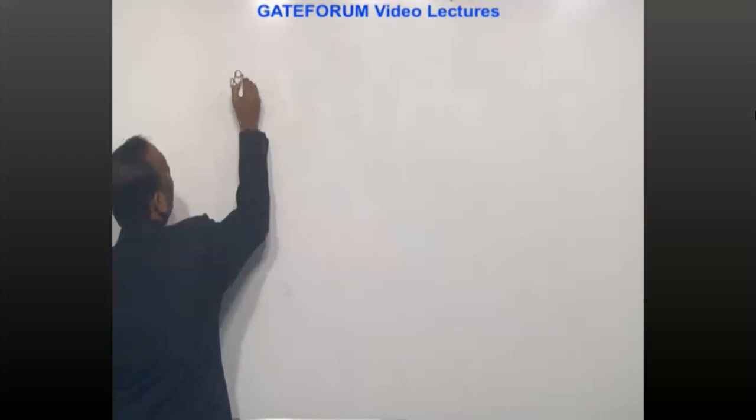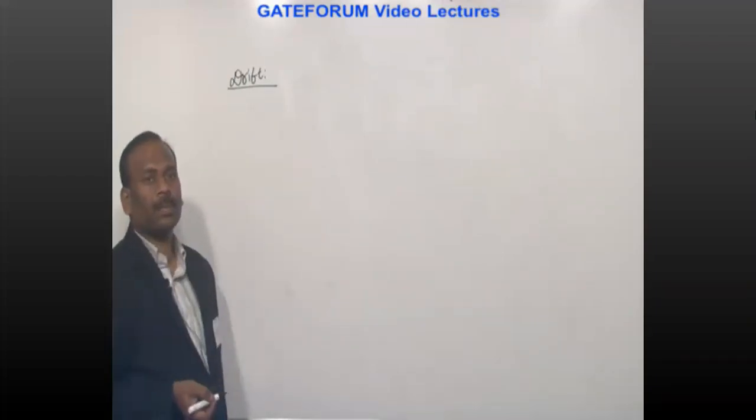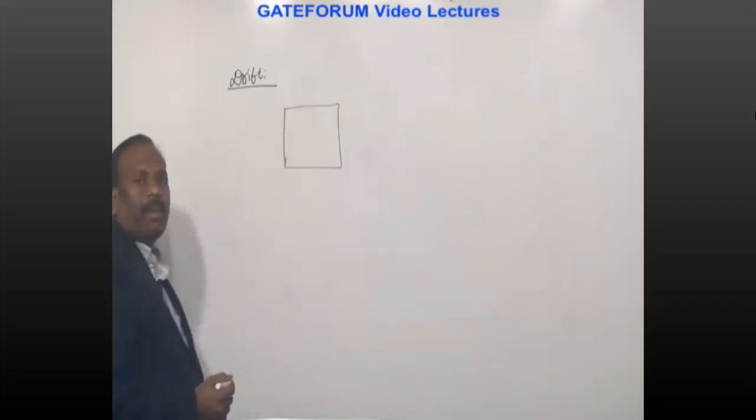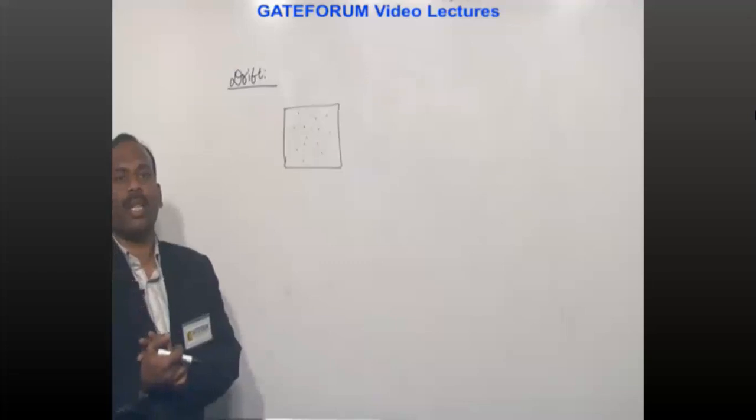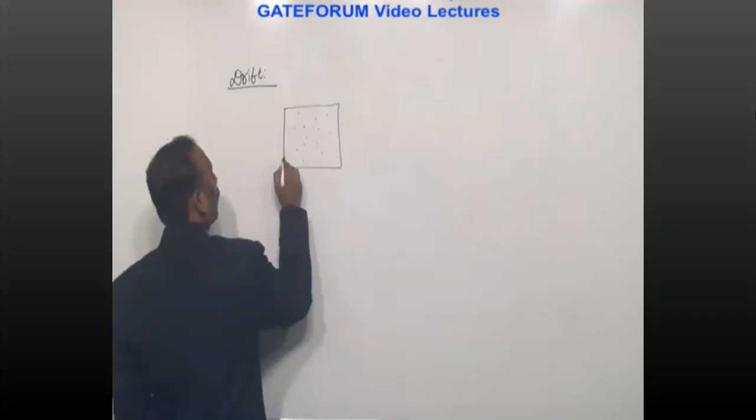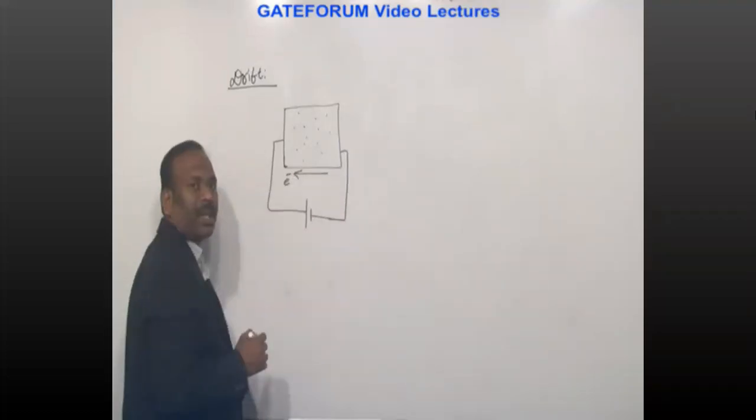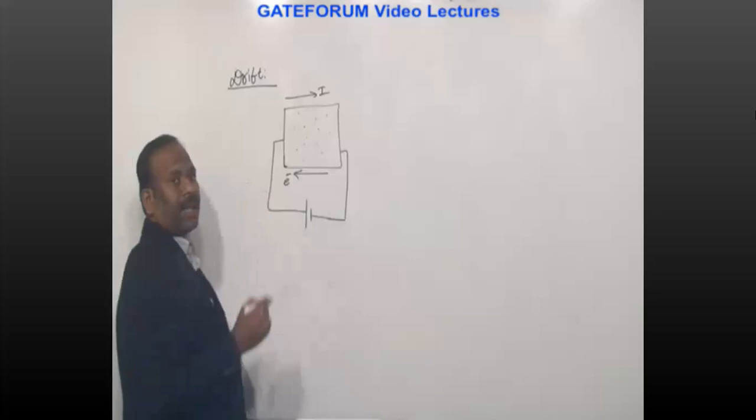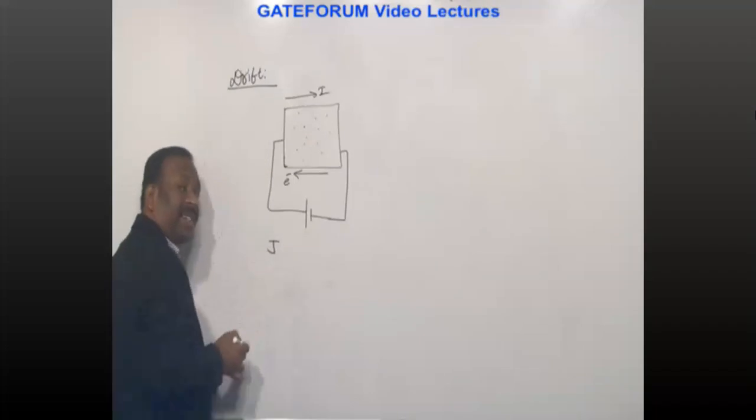Now next one is drift. Already explained, take a metal, there are so many free electrons, they are moving in different directions, so net current at any point of time is equal to zero. If you apply a field like this, all the electrons move in this direction, therefore current flows in this direction. This current is called drift current, and this is called current density.